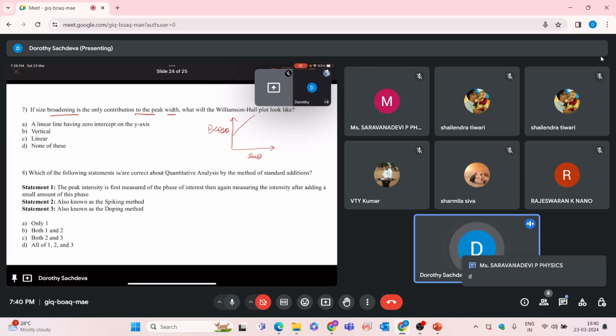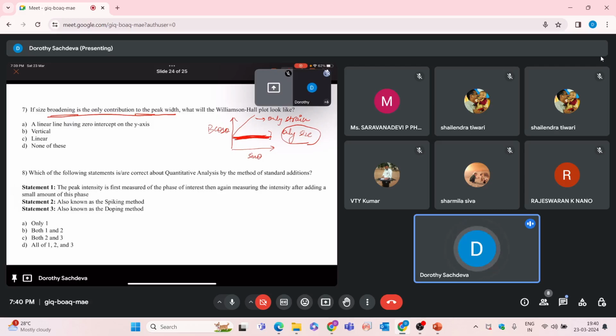It was having a plot like this and this. This I told you for when only size is contributing, and this was for only strain contribution. So they have asked for if only size broadening is contributing. So if only size is contributing, then you will get this horizontal line of WH plot, where WH plot is basically B cos theta versus sin theta.